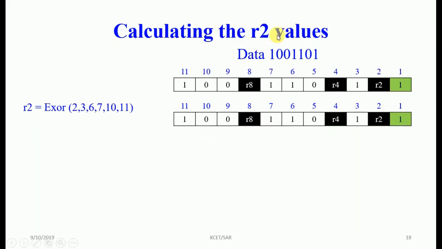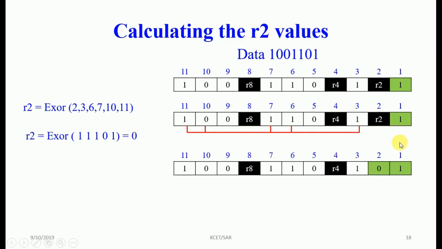As like that, we are going to find the R2 value. R2 is the XOR of 2, 3, 6, 7, 10, 11. Position 2 is already a redundant bit. That's why for 3, 6, 7, 10, 11 we perform the XOR operation. The 3rd position contains the 1, the 6th position contains the 1, the 7th position contains 1, the 10th position is 0 and the 11th is 1. Here the number of 1s becomes 4, which is an even number. Performing the XOR operation, the R2 value becomes 0. This 0 is placed at the R2 position.